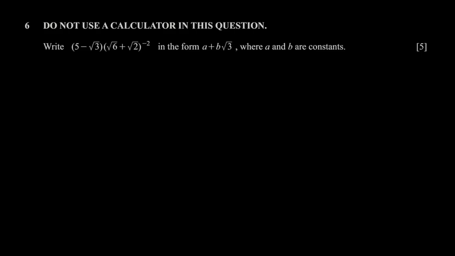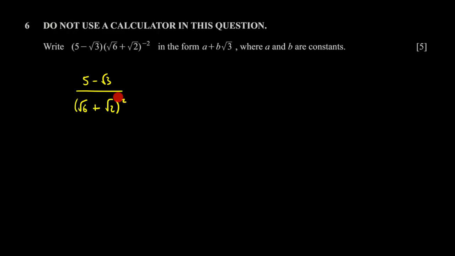Okay, then question 6, which is a surds question. We want to write (5 minus root 3) times (root 6 plus root 2) to the power of negative 2 in this form here. So I think we should start by simplifying this. This means (5 minus root 3) over (root 6 plus root 2) squared, right? That's what the power of negative 2 means.